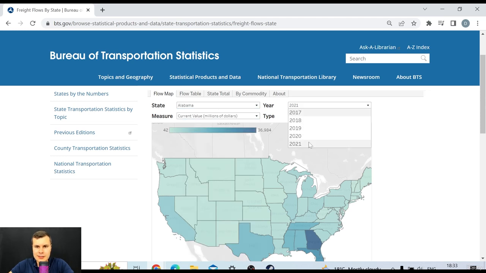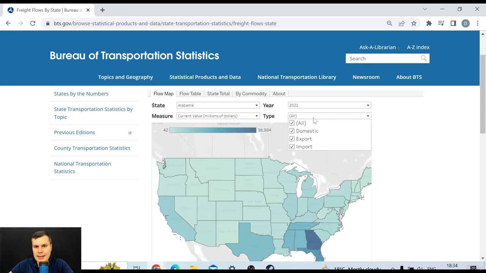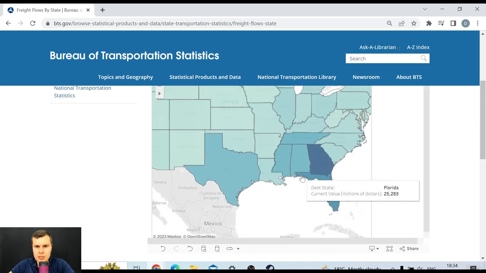For the year, the latest year available is 2021, so that's the one we're choosing. For the measure, we're keeping the current value in millions of dollars. You can later play around with other values if you want. And for the type, we just keep all. But then once again, if you want to play around with it, you can check for domestic, you can check for export and import, but for our purposes, we're just going to keep type of freight all. And so here we go, we move on to the map.